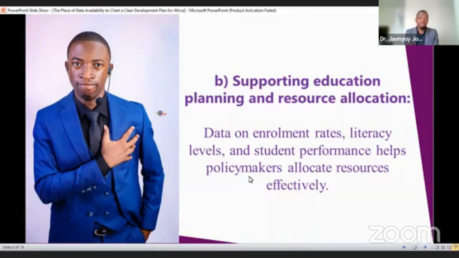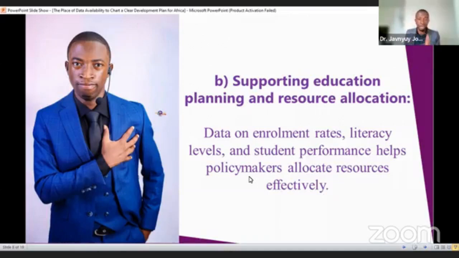And when data is available, when the government knows that, oh, in this particular village, there are 10,000 people, and in these 10,000 people, there are 2,000 young people who can go to school. And maybe their policy states that any locality with 2,000 school-going kids should have a school, right? So this enables and supports decisions like that. So it supports education planning and resource allocation.